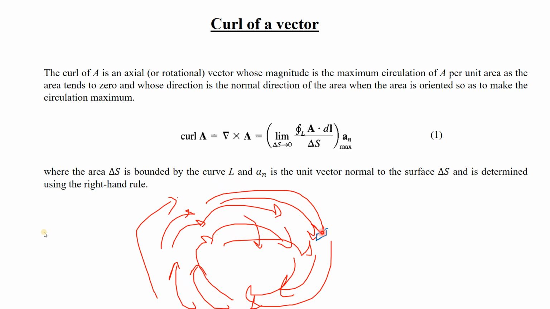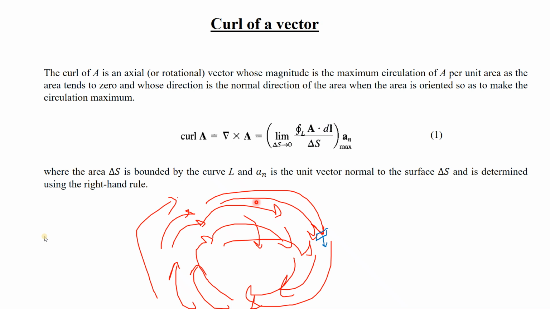Now we know if you are taking a surface, the surface is a vector. The surface unit vector is always perpendicular to the surface on which it is lying. So its direction is the normal direction of the area when the area is oriented so as to make the circulation maximum. So the direction will be normal. The resultant will be normal, the other way around, like this. The direction will be normal.